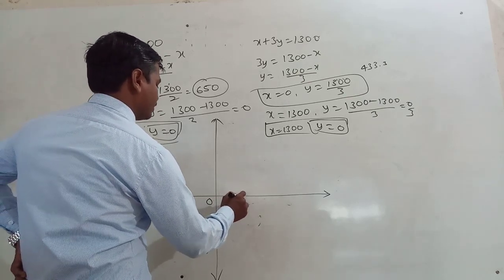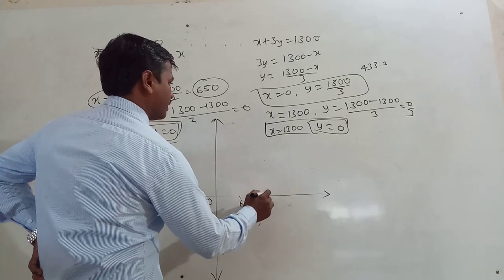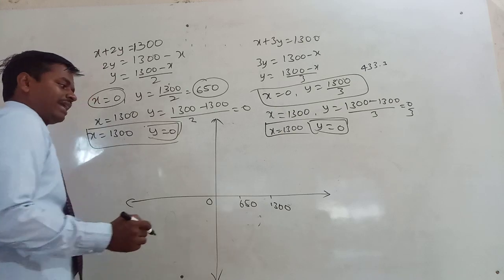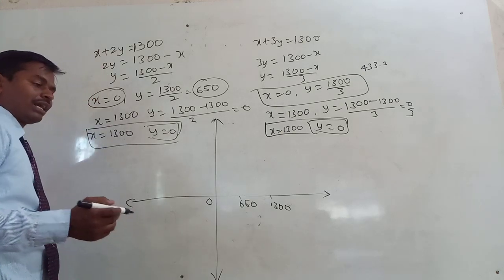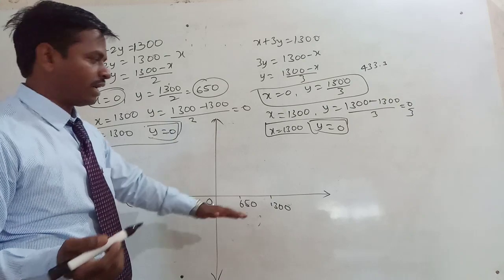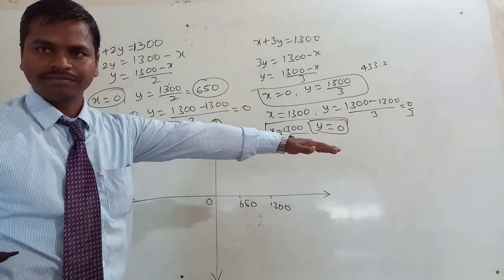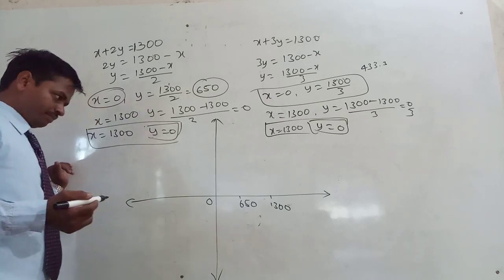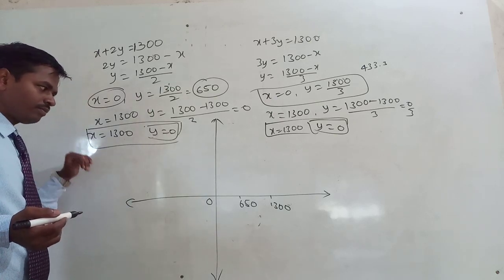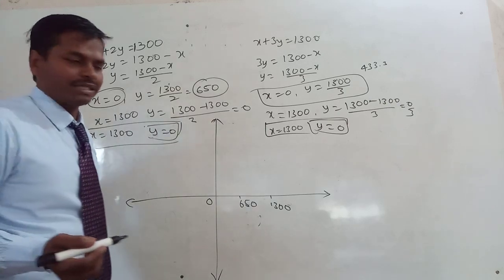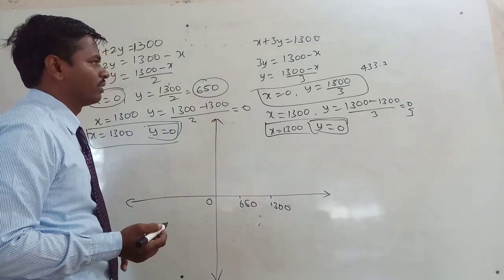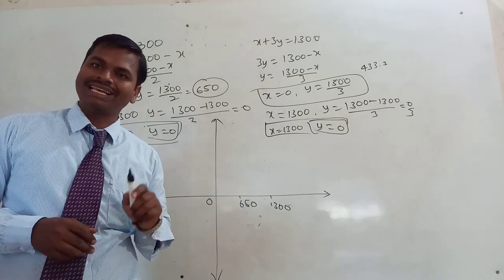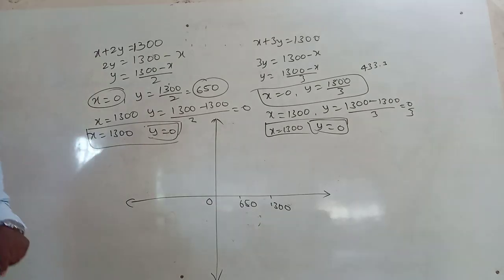X value, 650, again 1300 this side. We can write 100 to 200, up to 1300, 100 to 200, 300 also we can write. Better to write this 100 to 200. If you write that 100 to 200, you will get exact values. We can write that one now.